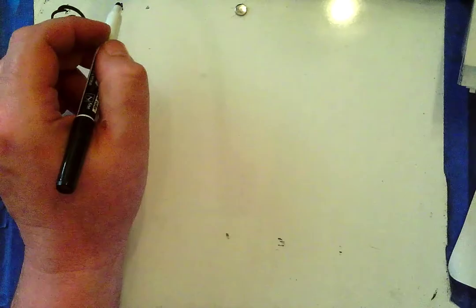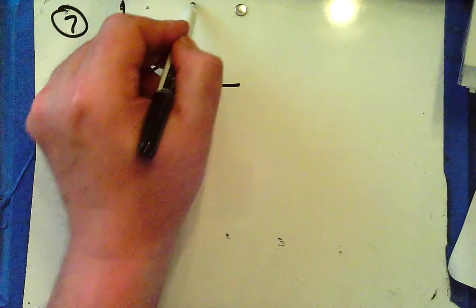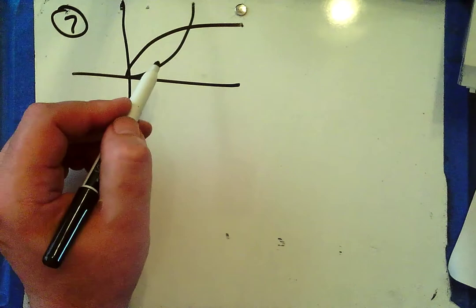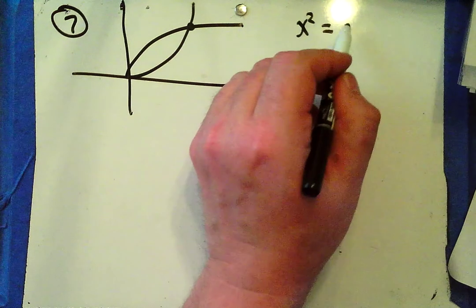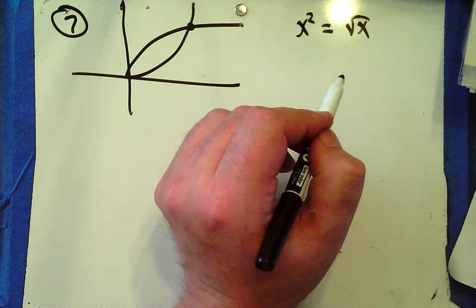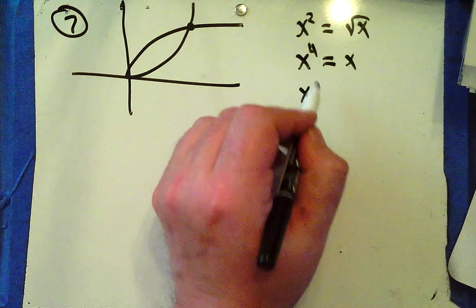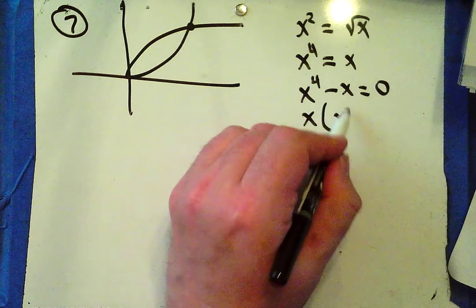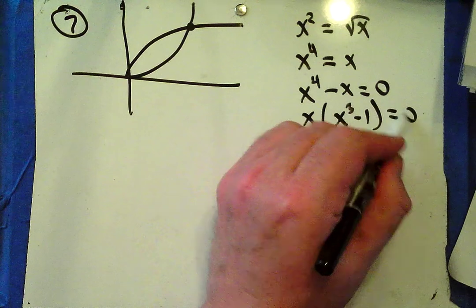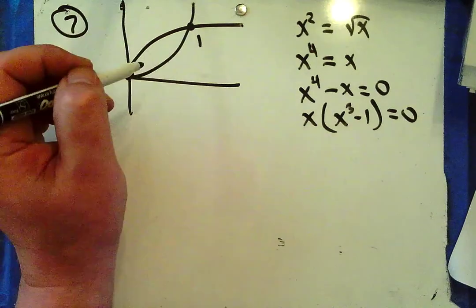The area of the region bounded by the curves y equals square root of x and y equals x squared. They intersect at a place. We're supposed to know that we can say x squared equals square root of x, and then we square both sides. X to the 4th equals x, and then we subtract x, and we factor out an x, and then we set each factor equal to 0, and we get 0 and 1.